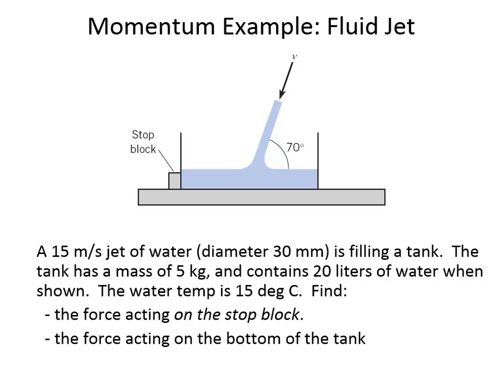Try and figure out for this tank of water, there's a 15 meter per second jet entering the tank. Now, the tank itself has 5 kilograms of mass, and it has 20 liters of water. So find what force is acting on the stop block, and then also what force is acting on the bottom of the tank. What the surface that it's on is pushing up to support the tank, and what are both of those forces? It's not moving, so friction won't apply.